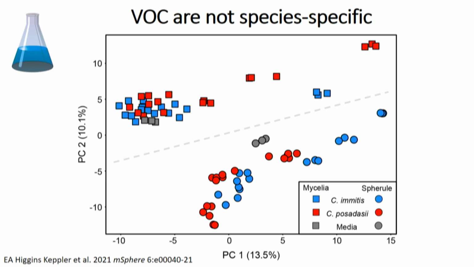So the take home here is that we don't think that there is a lot of heterogeneity amongst the strains within species, and we don't think that there will be a need for a specific metabolite-based diagnostic for immitis and a different one for posadasii.